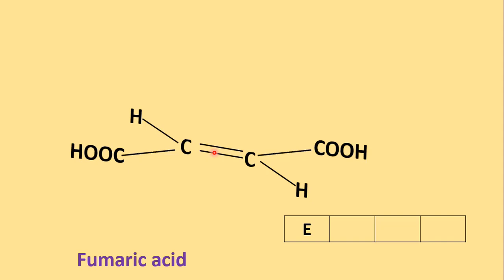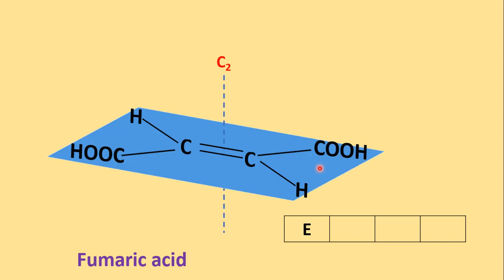Next we come to this example. This is the example of fumaric acid. The two carboxylic acid groups are trans to each other. The C2 axis passes through the C double bond C, and it is perpendicular to the molecular plane, and the C2 axis is the only axis, and so this is the principal axis.